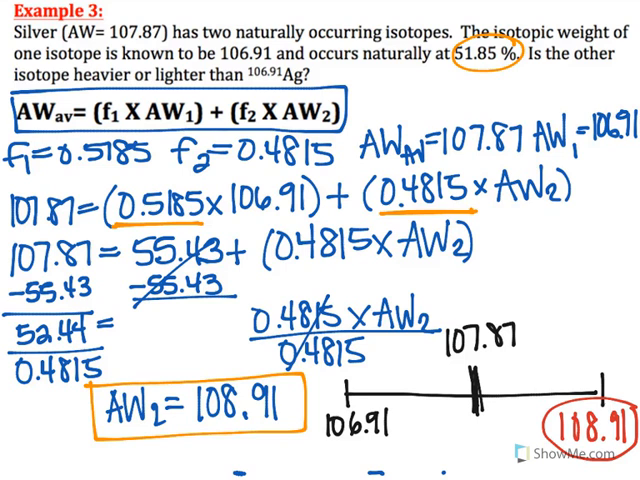Okay, so that is the third example we've gone over. In the next example, we'll go through how to work out a problem if there are more than two isotopes.